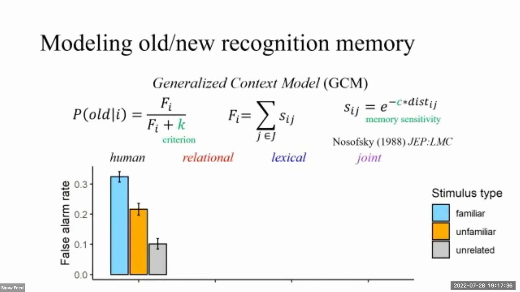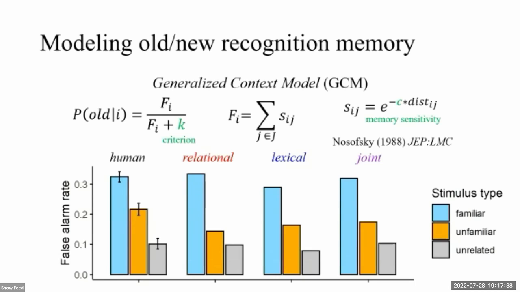After doing that, we showed that each of these models is able to qualitatively replicate the human finding that people false alarmed more on the familiar relations than on the unfamiliar relations. Here we're seeing that the lexical information, when put into this generalized context model, is capturing enough of the relational meaning of individual word pairs to replicate this pattern of relation-based false alarms.